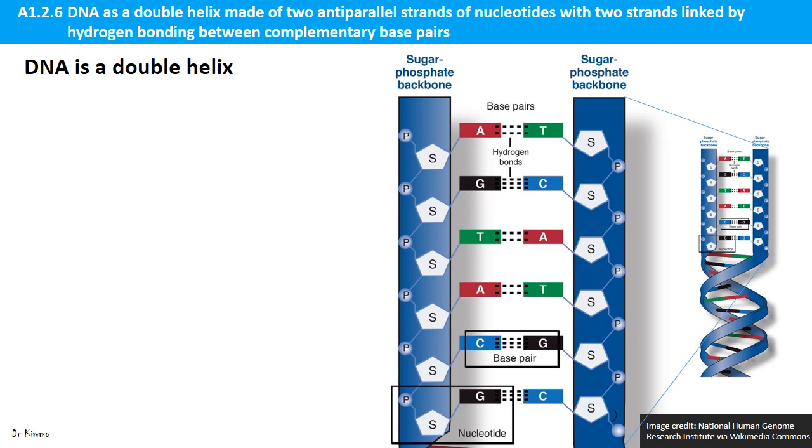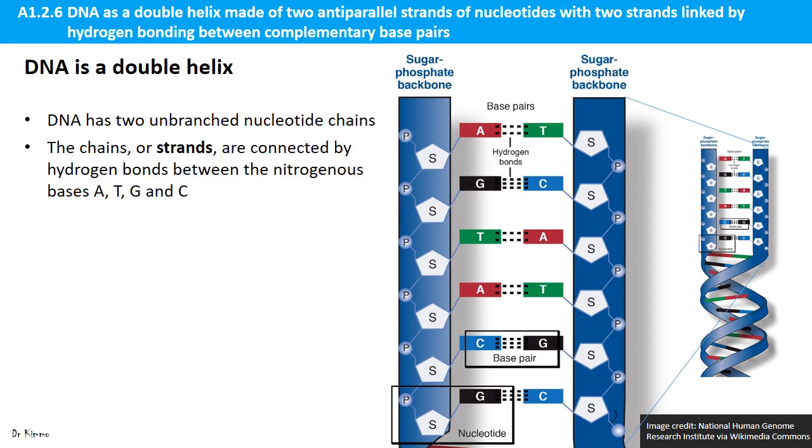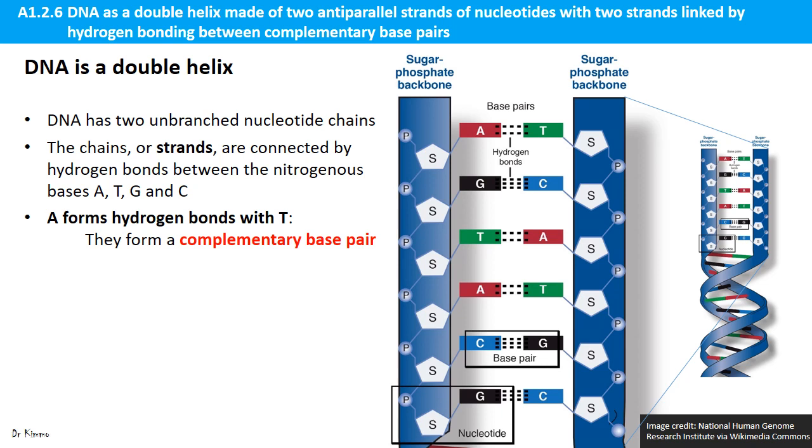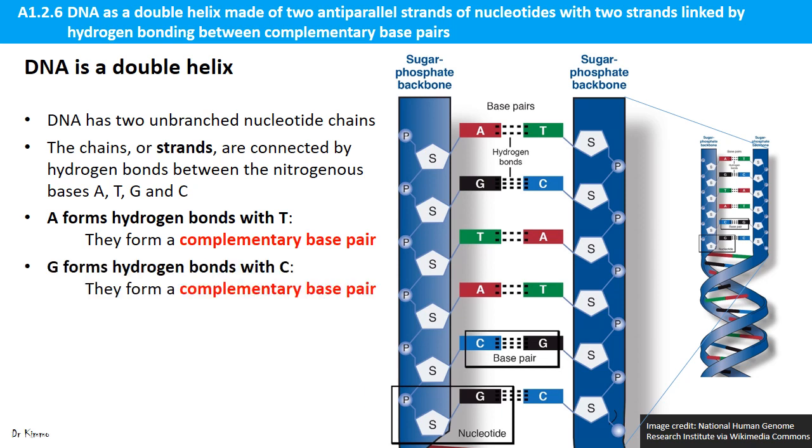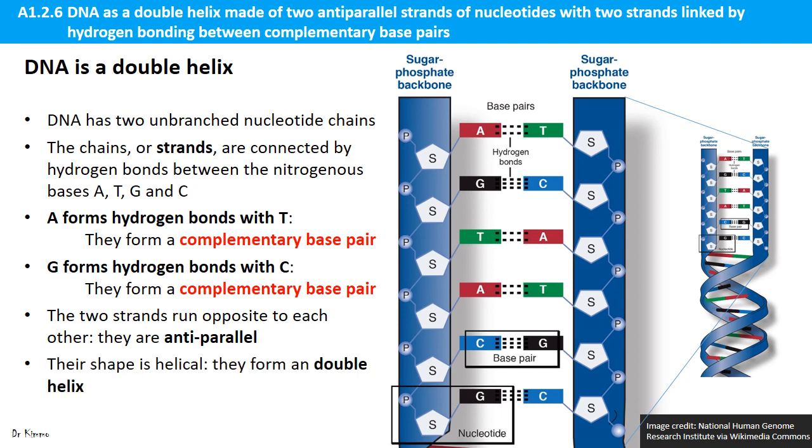DNA is a double helix. It has 2 unbranched nucleotide chains. These chains or strands are connected by hydrogen bonds between the nitrogenous bases A, T, G, and C. A forms hydrogen bonds with T. They form a complementary base pair. G forms hydrogen bonds with C. They form a complementary base pair. The 2 strands run opposite to each other. They are anti-parallel. And their shape is helical. They form a double helix.